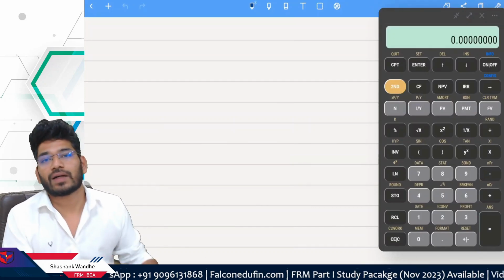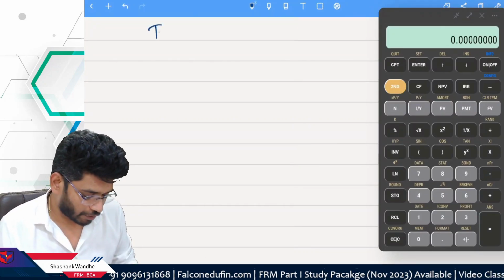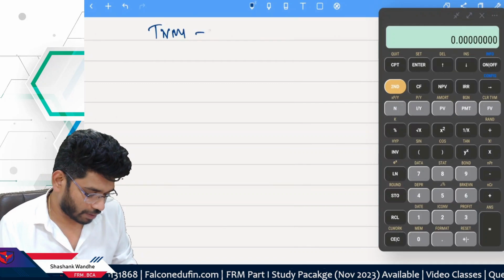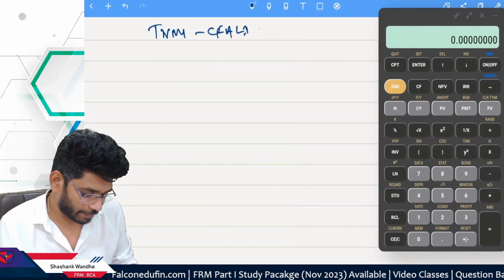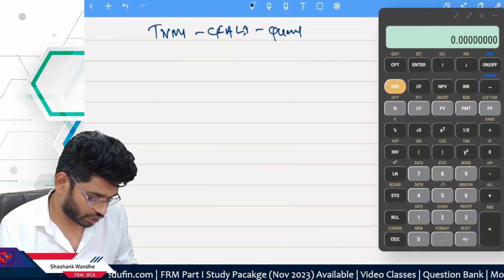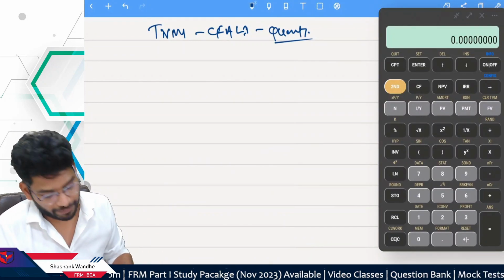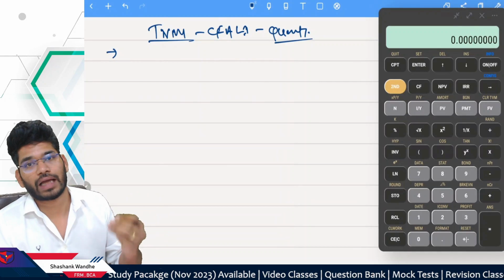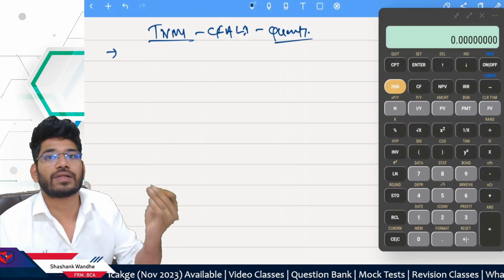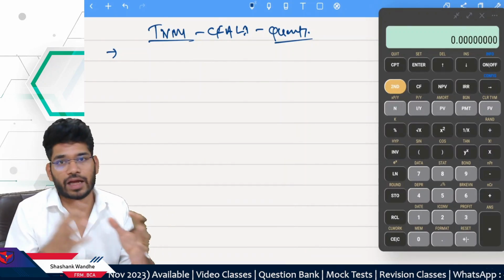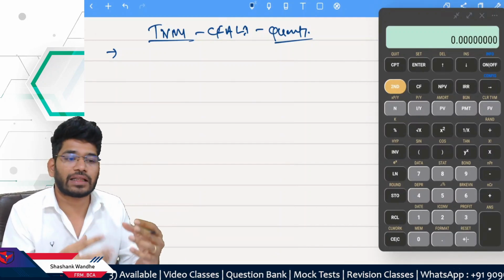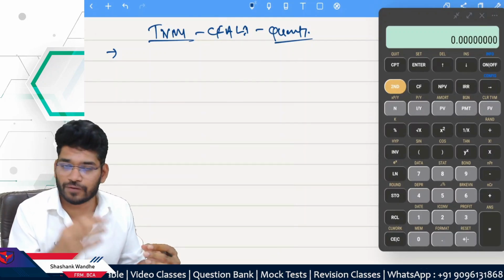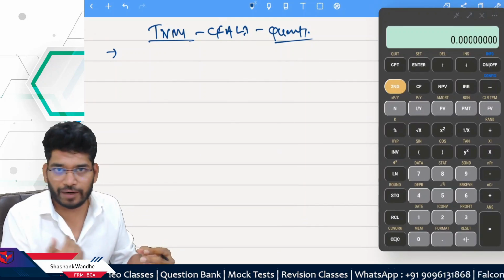Hi everyone. In this session we will revise the time value of money from CFA Level 1, and this is your quant subject. Quant subject, first chapter, time value of money. Here we will first start with compounding and discounting, calculation of the present value and the future value. Then we will see the annuity, ordinary annuity and annuity due, and then we will also see when there are uneven cash flows, and we will discuss each and every point in a revision format.